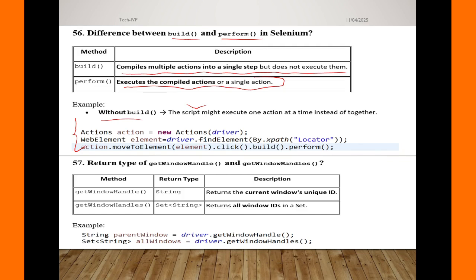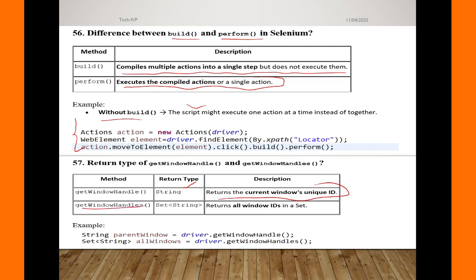Return type of getWindowHandles and getWindowHandle. Now come to this point. getWindowHandle, return type is String, and as for the description, it returns the current window using a unique ID.